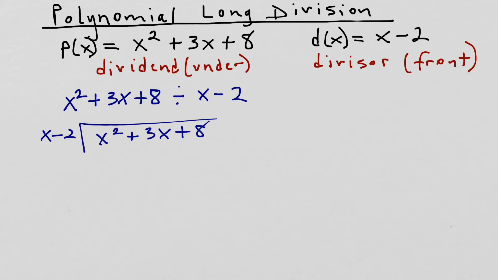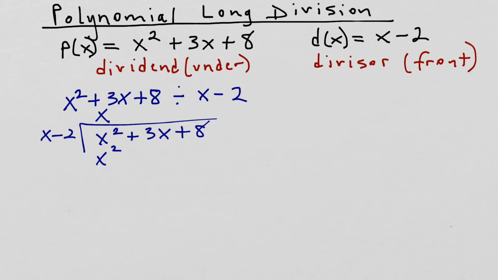Now the steps that we take are we want to ask ourselves, how many times does this first term x go into this first term x squared? So what you're really asking yourself is, what do I multiply x by to get x squared? Well, the answer is x. So x times x is x squared. X squared goes under x squared. Those terms will look exactly the same.